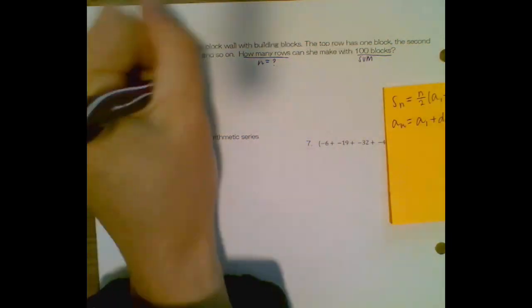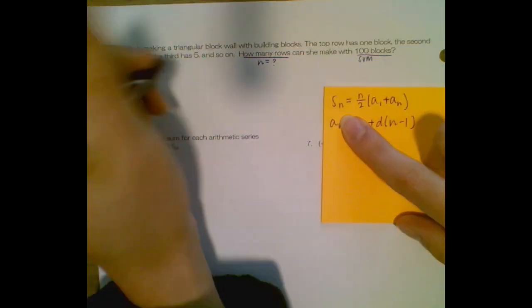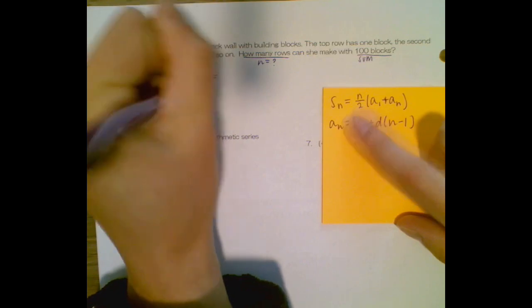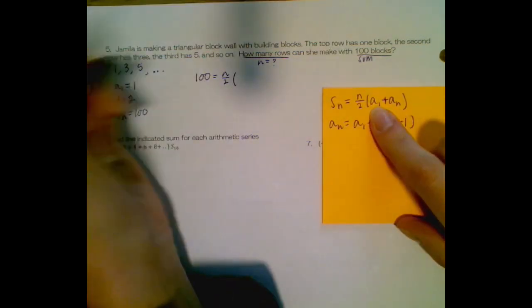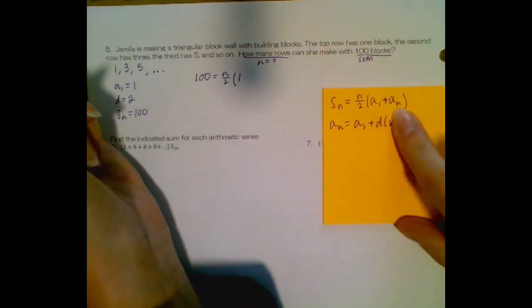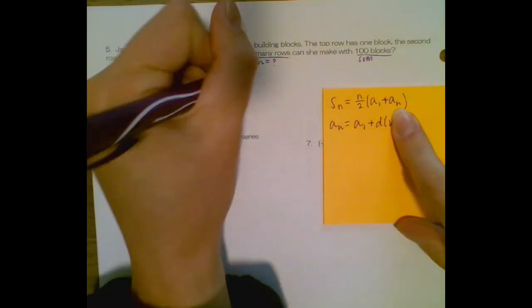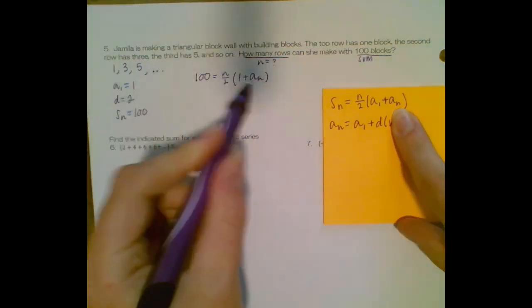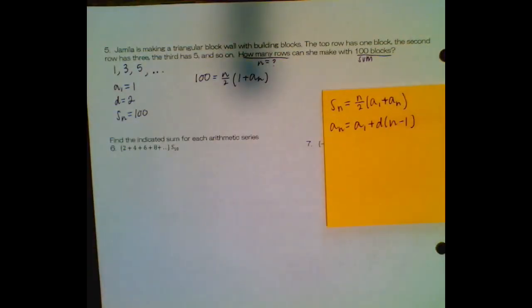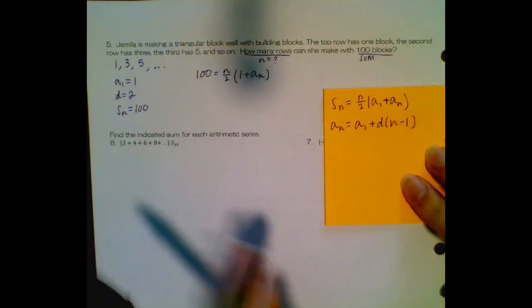So we know that the total sum is 100 equals, we don't know what n is. We need to divide that by 2. The first term was 1. The last term, we actually don't know what that is. So we have 2 missing variables here. Okay, so that is why we also need to use this formula.